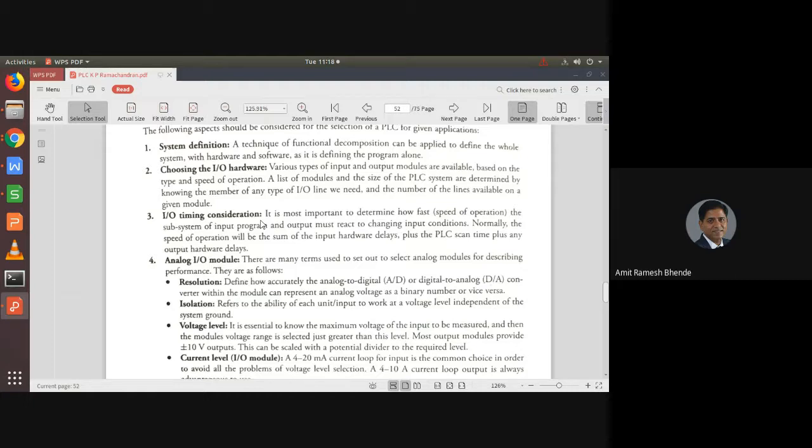Okay. So the response time of the hardware should be fast enough to complete the application.